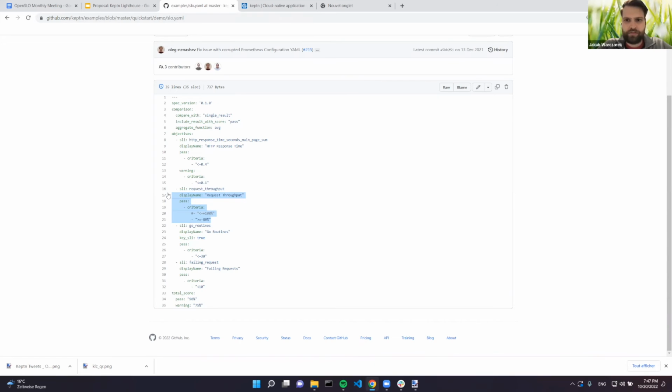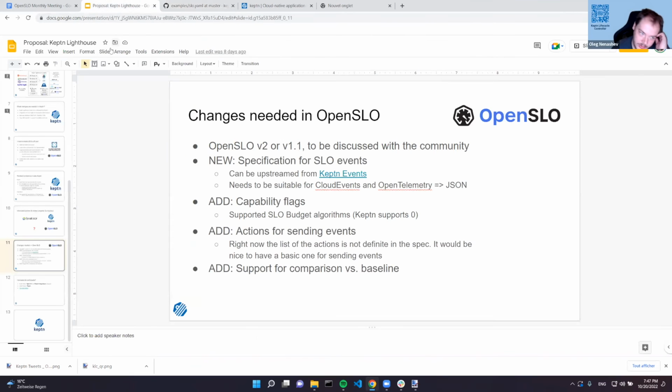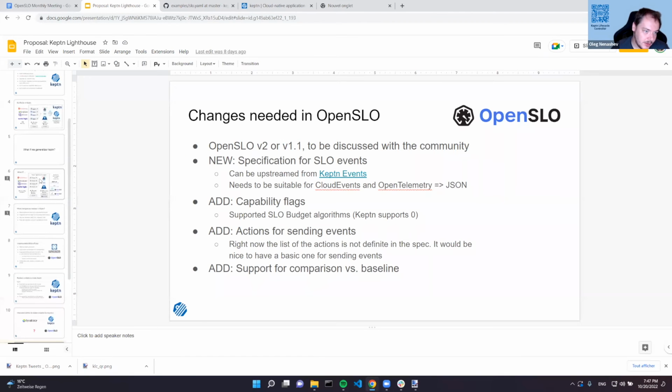Would you imagine that with a baseline query? Kind of like how right now we've got the query for good metrics versus bad metrics, this would be a separate query statement for the baseline. Yeah, so how would it happen in Keptn right now?